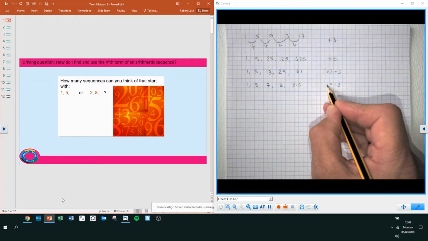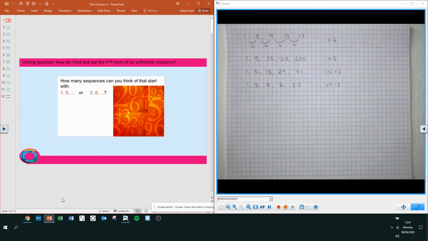So, as you can see, there are numerous sequences that we can think of for 1 and 5. Similar thing for 2 and 8. We could sit here all day doing this and never get any work done. So what we would do.